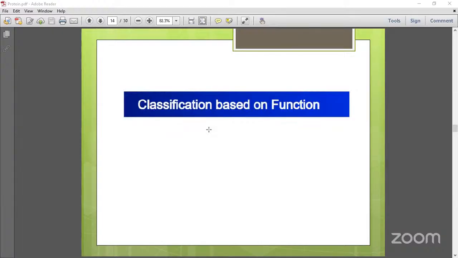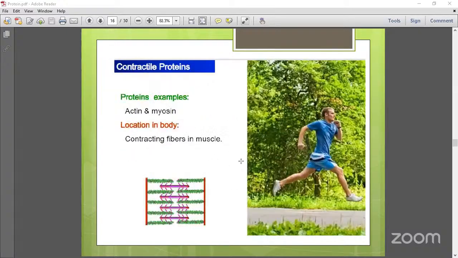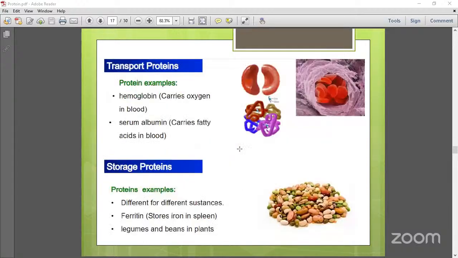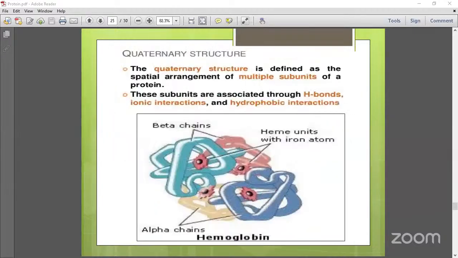And classification of proteins depending upon their function. We already discussed all these in the last class. Structural proteins, with examples like keratin, collagen, and elastin. And the structural organization of the protein also we discussed in the last class.